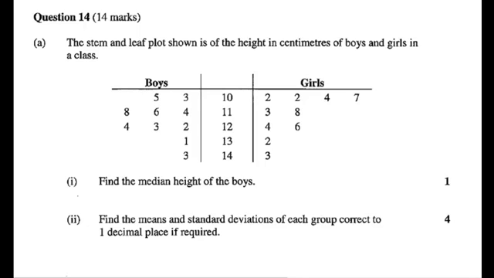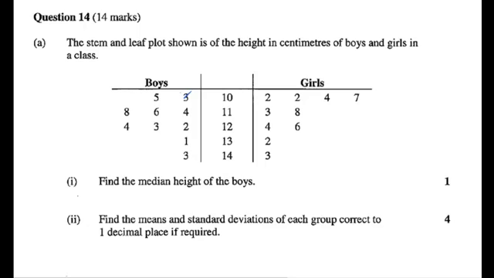Okay, question 14, we start off with some data here. So we've got a back-to-back stem and leaf plot, and part 1 asks you to find the median height of the boys. So if you count how many boys there are, 1, 2, 3, 4, 5, 6, 7, 8, 9, 10, there are 10 boys. So the median will be between the 5th and 6th.